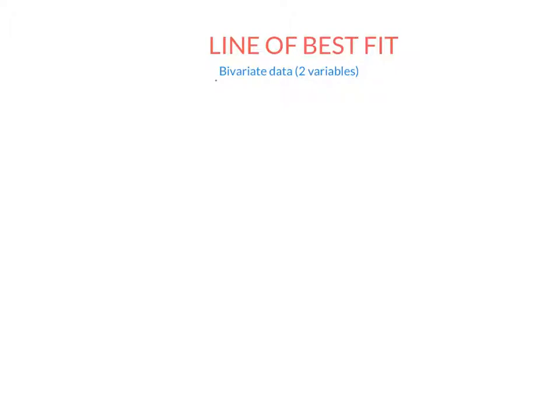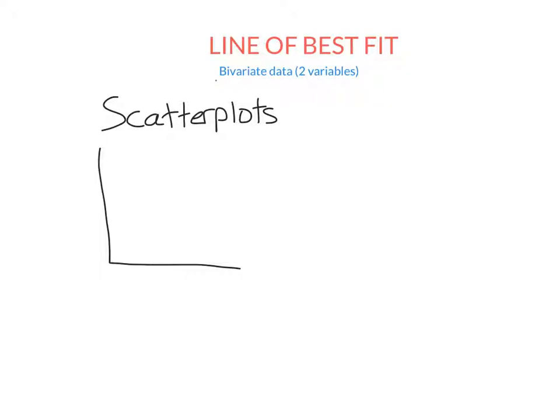Now what we're looking at is the relationship between two variables. So we might look at the relationship between people's height and weight. Height would be one variable and weight would be another variable. So we usually observe these relationships using what's called scatter plots. So we have diagrams like this, two axes. Each axis represents a different variable.